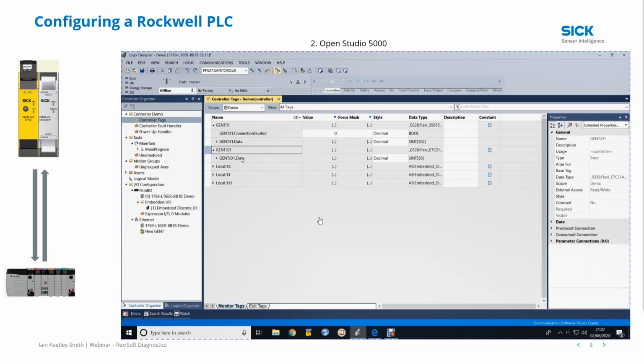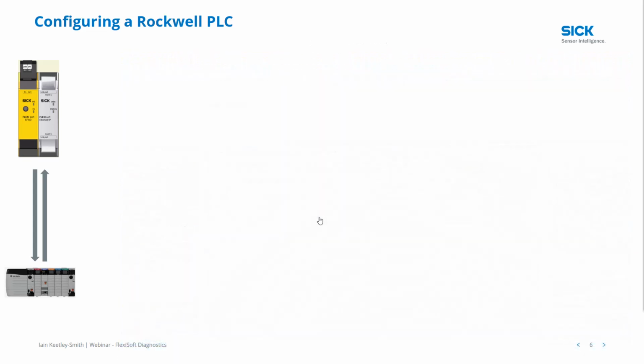And once you've done that, then fingers crossed, you'll start to get communications between your FlexiSoft and your Rockwell ControlLogix PLC. So if you are having any issues or difficulties with that, then likewise, I always say get in touch with us, and we'll be able to help you out either via a WebEx or telephone support, but it is relatively simple to set up.